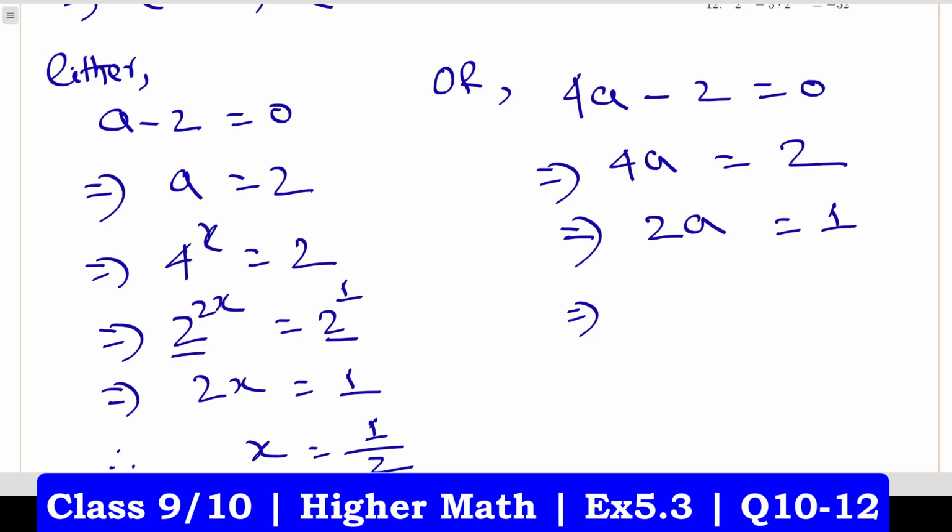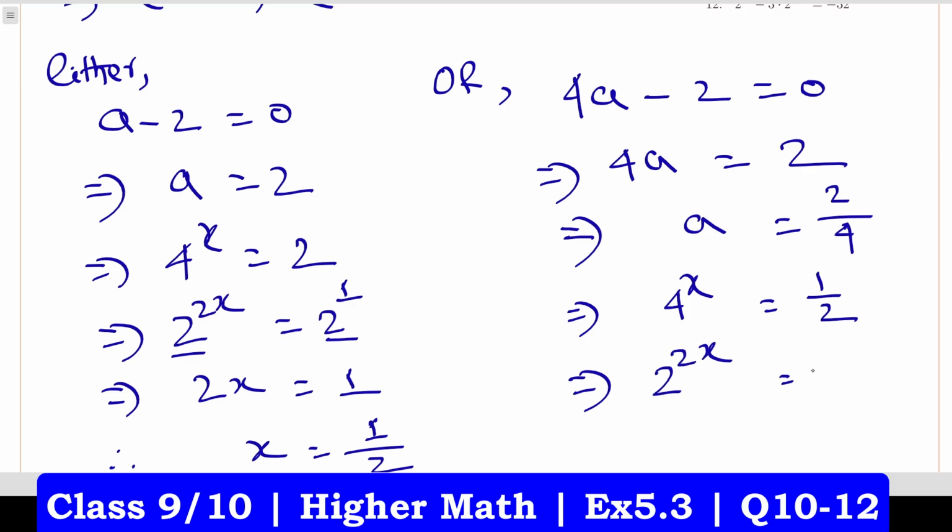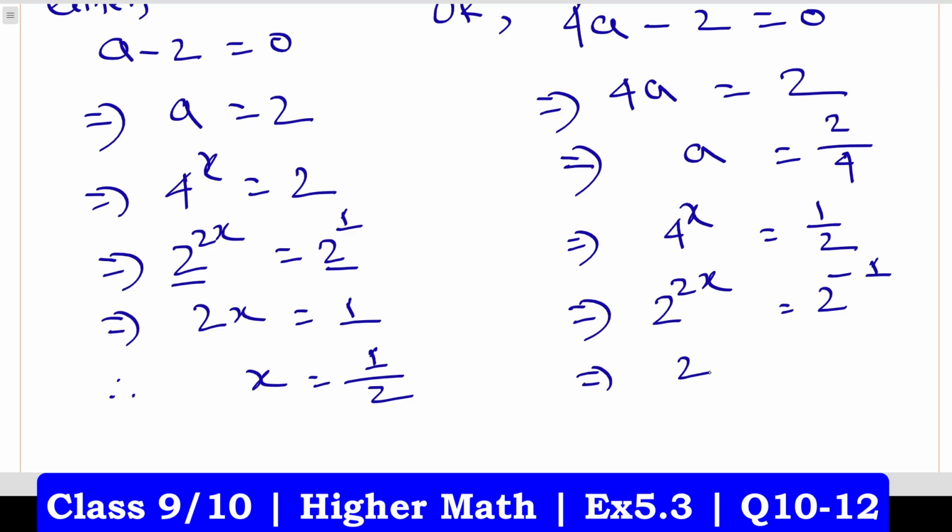So here, we also can write like, actually in here we can divide by 4, right? We can divide by 4. So here is a 2 by 4. A means 4 to the power x, and here is a 1 by 2. So this one we can write 2 to the power 2x, and this one we can write 2 to the power minus 1. So bases are the same, so 2x equals minus 1. So the answer is x equals minus 1 by 2.